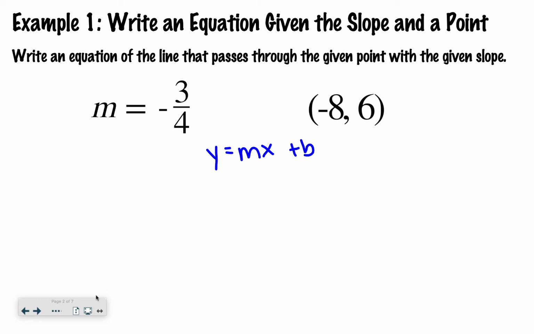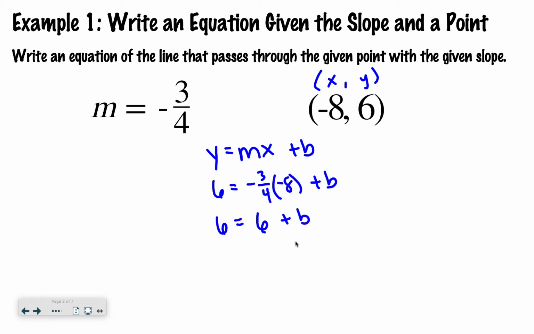So the way that you do that is you plug in the information you know. If you look at an ordered pair, remember it always goes x comma y. So my y value is 6, my slope is negative 3/4, and my x value is negative 8. And then I say plus b for now, okay? So I leave that as a 6. Negative 3/4 times negative 8 becomes a positive 6 plus b.